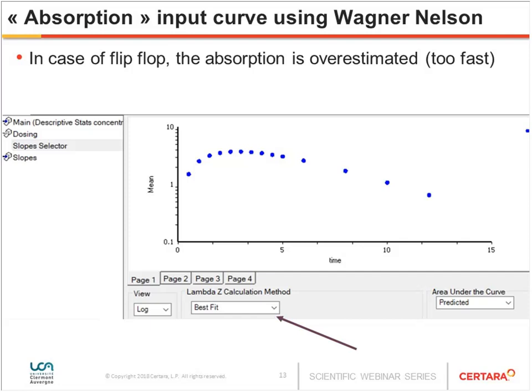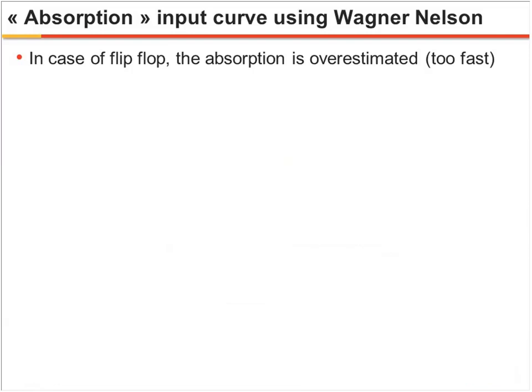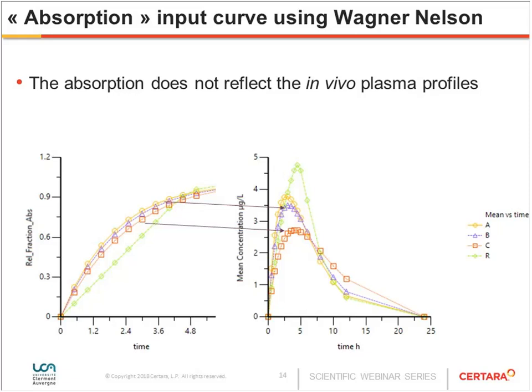So in this case, if you have this type of flip-flop, you may have to use something which is going to be modifying the terminal half-life. So what would be the outcome in this case? If you use the best fit and you don't modify, you have the results which are here. In the right part of this slide, you have the in vivo plasma curve. You can see that the red is very slow, then you have the purple and the yellow which are almost together, and that you have the green which is very different.